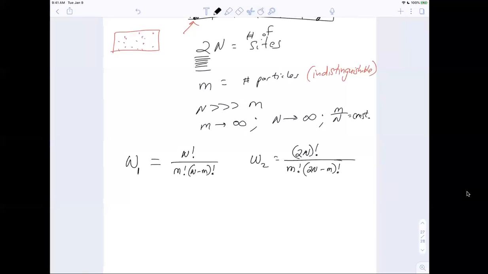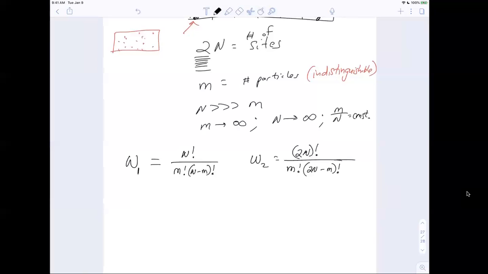These are rather large, because both n and m are going towards infinity. So we might think that W1 and W2 are quite large, and they are quite large. You can just think about this. There's a lot of ways, even if you had just 10 particles in 100 sites, there's a lot of ways you can put them in there. So in order to deal with numbers that are tractable, what we're going to do is just deal with the logs of these. And there's another way. There's one point.